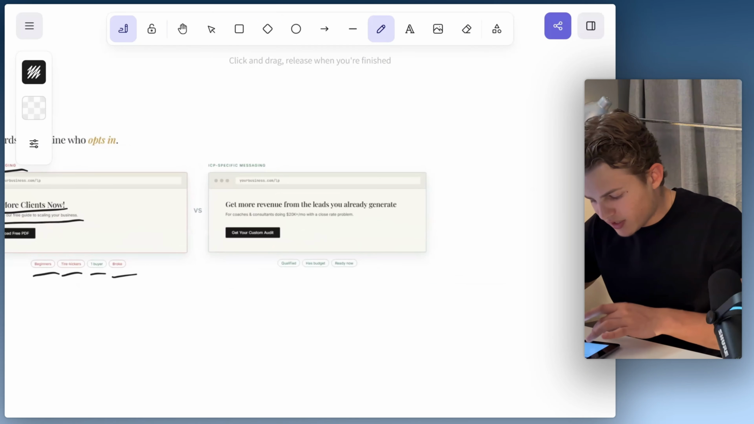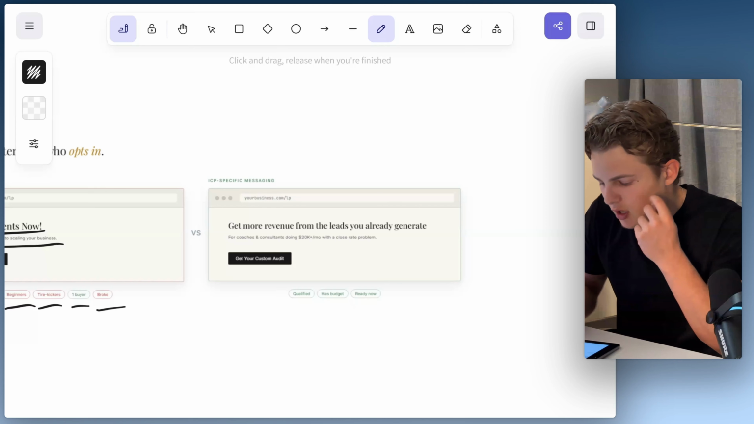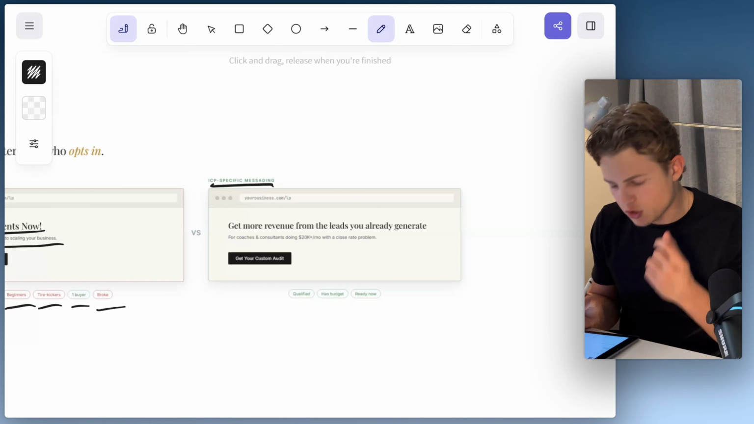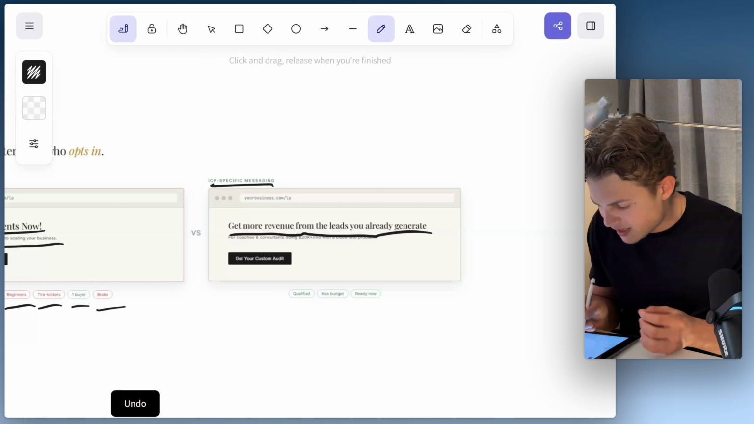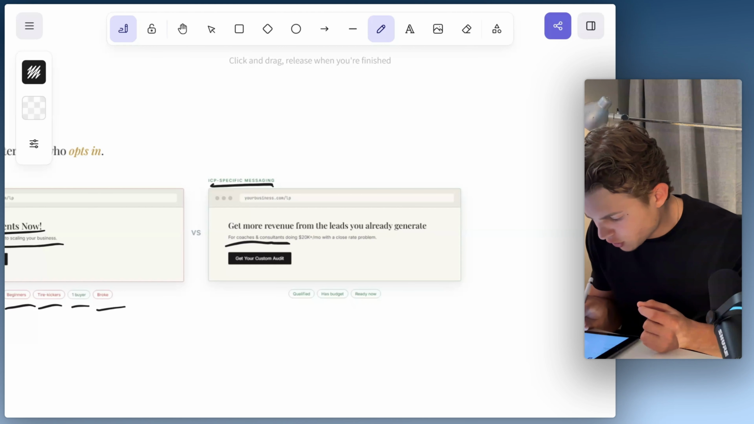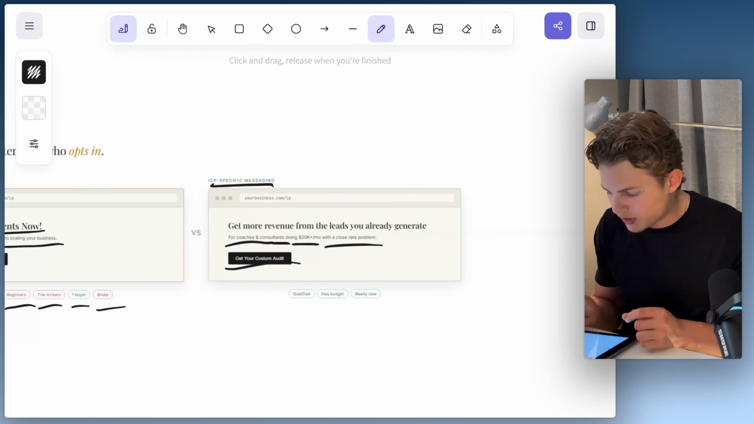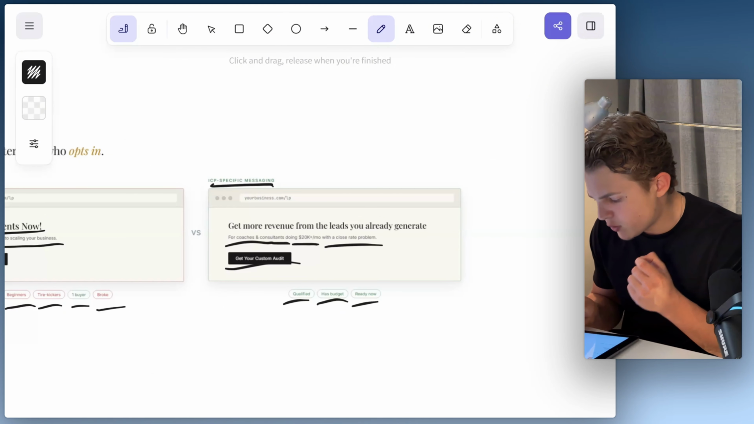I know this second example is not perfect, but it's much, much better. And you will get the point. So you need to have ICP specific messaging. So instead I could say, get more revenue from the leads you already generate. And then I could specify for coaches, consultants doing 20K per month with a close rate problem. And then get your custom audit now. And these will get qualified leads. They will have the budget and they will be ready right now.